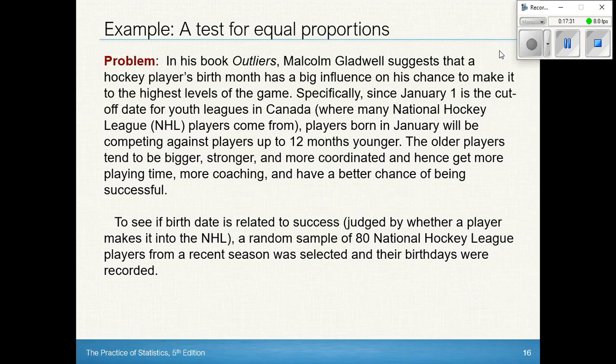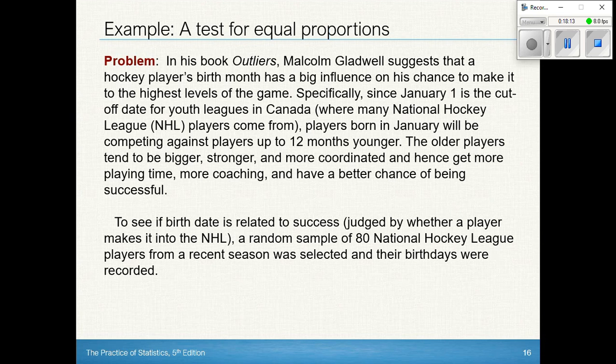So let's look at another problem. This is a really interesting problem from a very interesting book. I would recommend it. I found it to be a great read. Malcolm Gladwell's book, Outliers. And in that book, he notices that there seems to be a connection between the age of a hockey player and how good they are. Specifically, in Canada, January 1st is the cutoff date for youth leagues. And lots of NHL hockey players come from Canada. So players born in January have the age advantage.